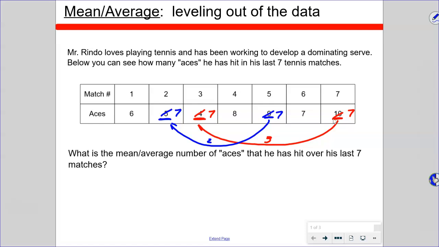So right now, what am I doing? I'm just moving aces around in an attempt to get all of these numbers to be level or equal to each other. I think you guys can see that we have a 6, a 7, a 7, an 8, a 7, a 7, and a 7.